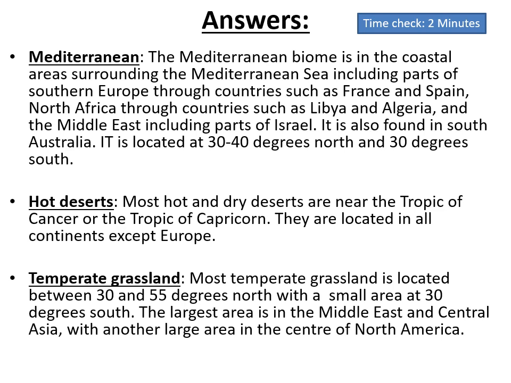So, hot deserts. Most hot and dry deserts are near the Tropic of Cancer or the Tropic of Capricorn. Again, a latitude pattern there. They're located in all continents except Europe. And temperate grassland. Most temperate grassland is located between 30 and 55 degrees north, with a small area at 30 degrees south. Another latitude pattern.